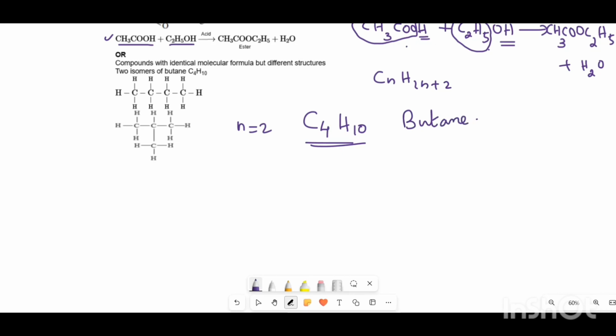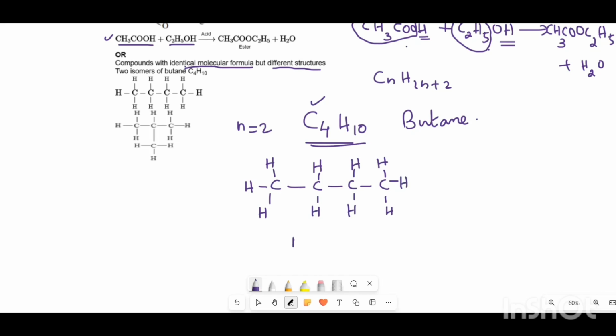Now, structural isomers means they have the same molecular formula. They have identical molecular formula, but they have different structures. That is structural isomers. So there are 4 carbons in butane. You should write 4 carbons in a straight chain manner, and then you add hydrogen atoms. So you will get, this is the first isomer of butane. We say normal butane or n-butane. CH3, CH2, CH2, CH3. So this is the first isomer. We can write it as normal butane or n-butane.